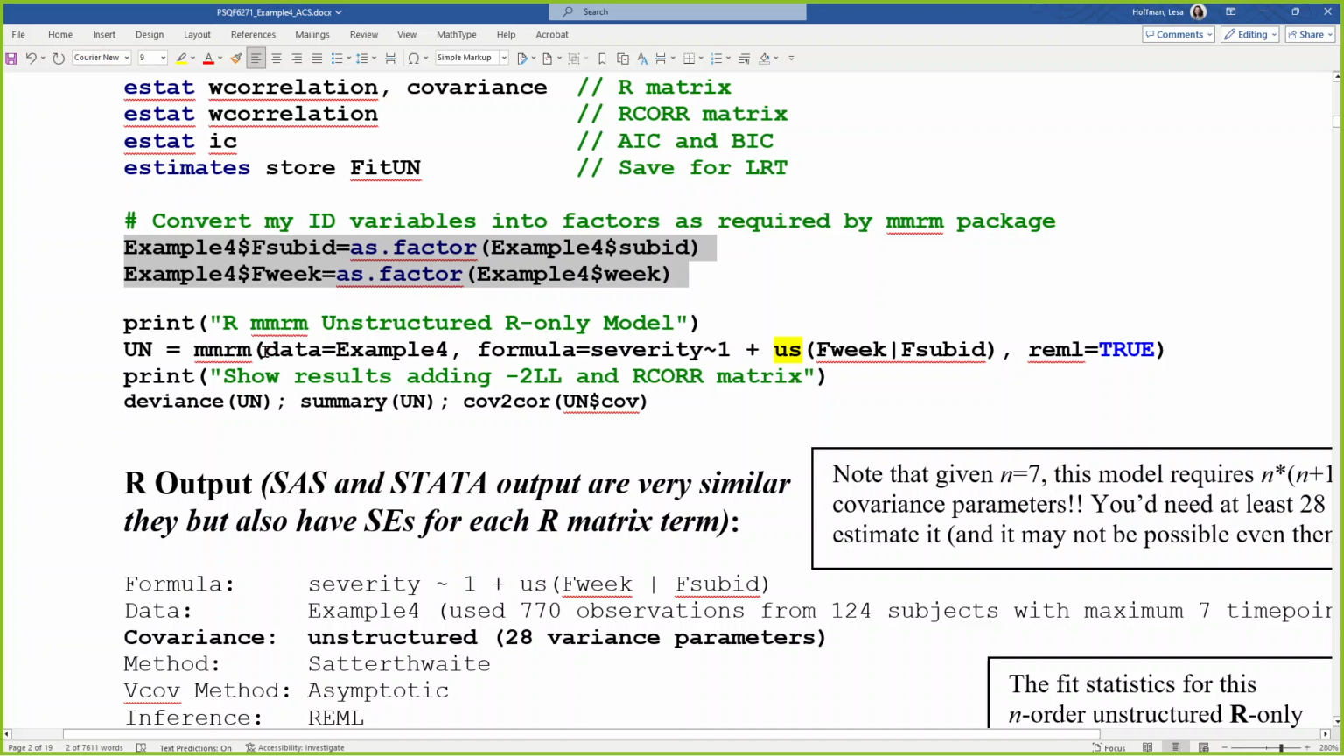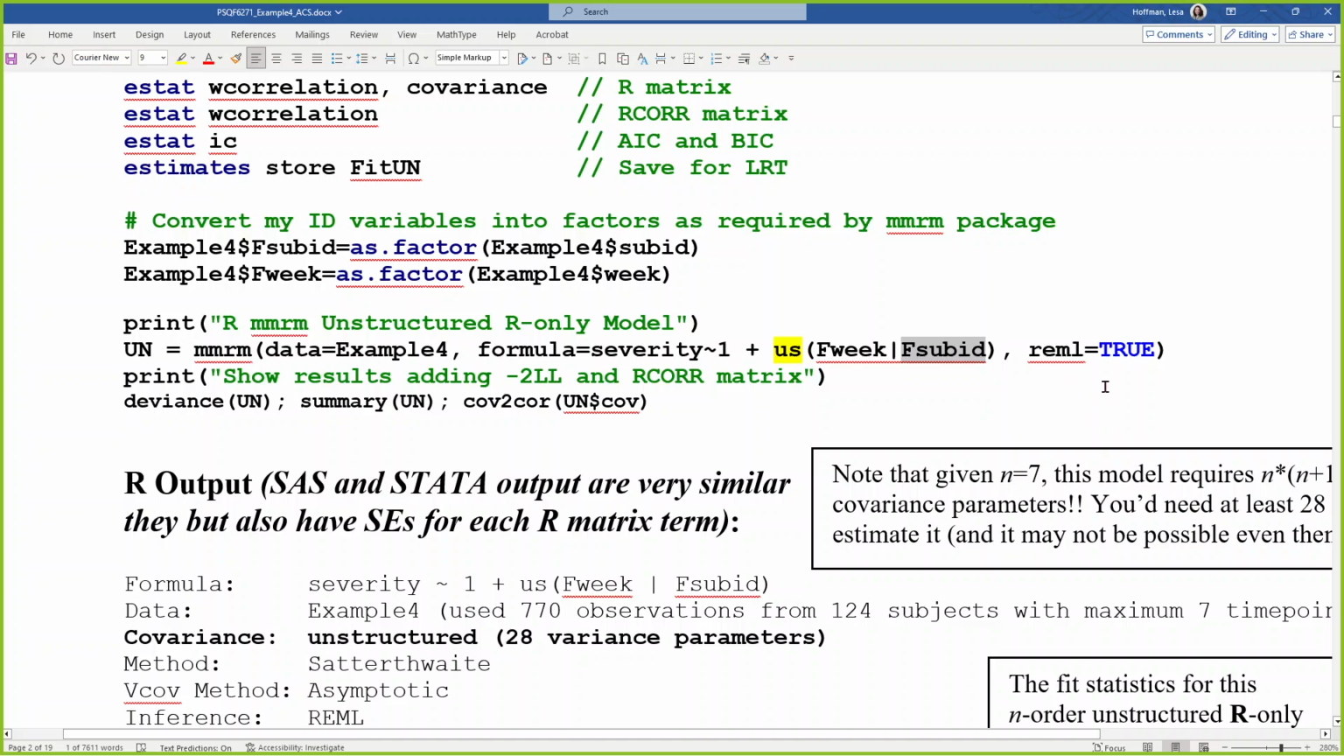So in this package, it wants to know what data set you'd like to use. Formula is your model. So severity tilde 1 means I just want a fixed intercept, please. And then plus us for unstructured. Every other package is like, it's UN. Nope, it's us. And the structure is my new factor version of the week variable, bar, and then the new factor version of my level 2 person ID variable.